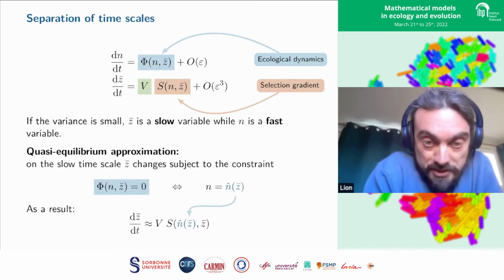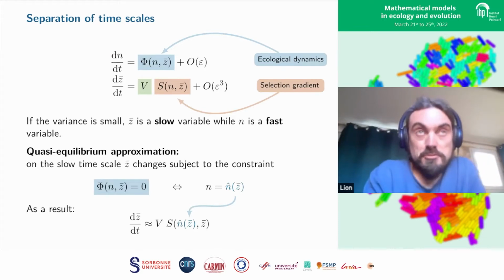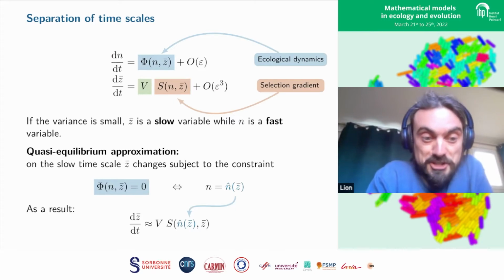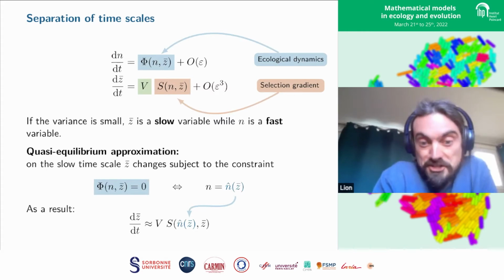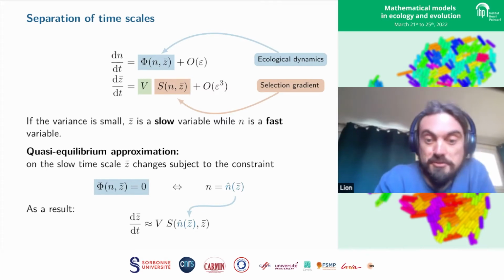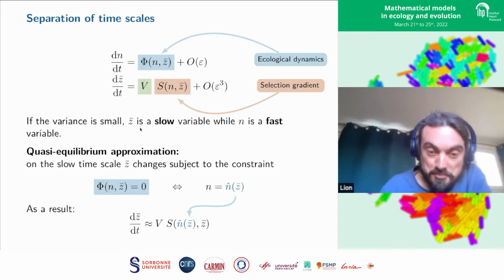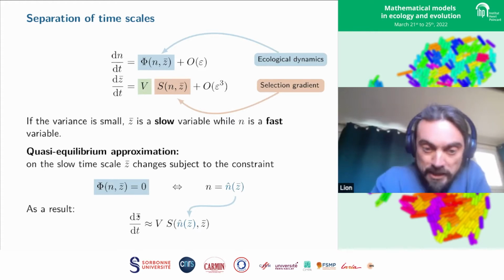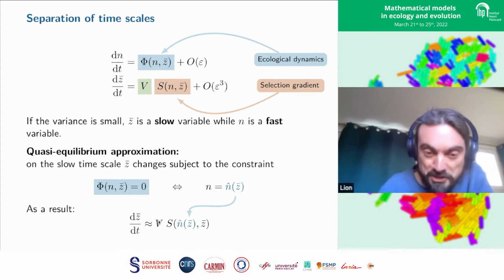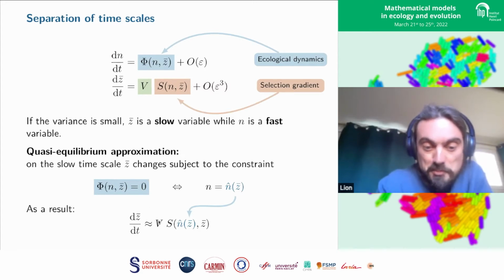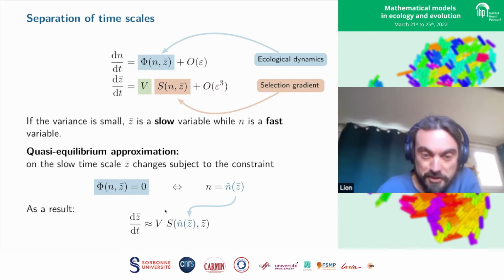And so under this condition, we can use what is frequently done in evolutionary ecology, a quasi-equilibrium approximation. This means that on the slow time scale, the mean trait changes subject to a certain constraint that we can derive, and we obtain on the slow time scale a kind of closed equation for the dynamics of the mean trait. It's not closed because it depends on the variance in the population. We can also derive equations for the variance and other moments, so it's not necessarily a problem as such.